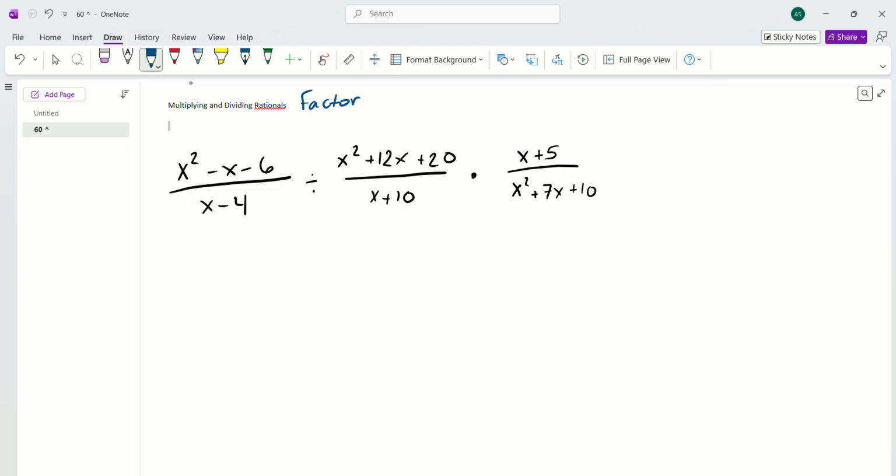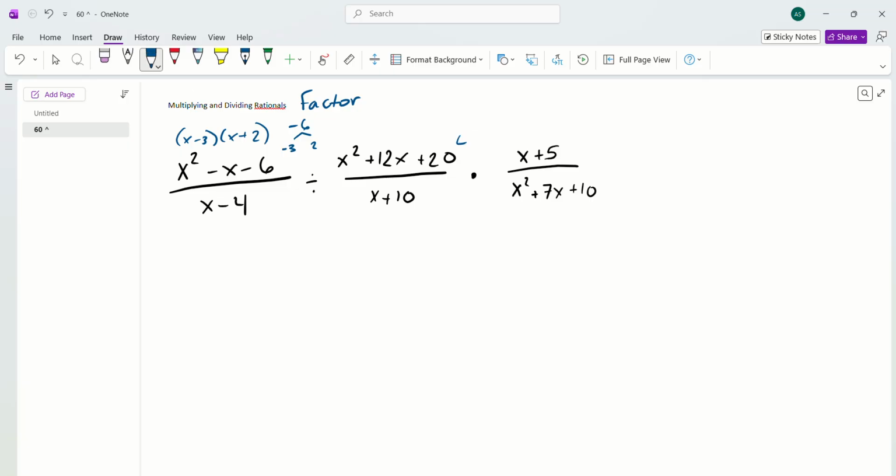So let's jump straight in. The first thing you're going to do is factor, factor, factor. You're going to factor everything you see that can be factored. Look for x squareds and try to factor those first. So here I see an x squared, so I'm going to think, what can I multiply to get -6 that adds to -1? That would be -3 and 2. So my factors are x minus 3 and x plus 2.